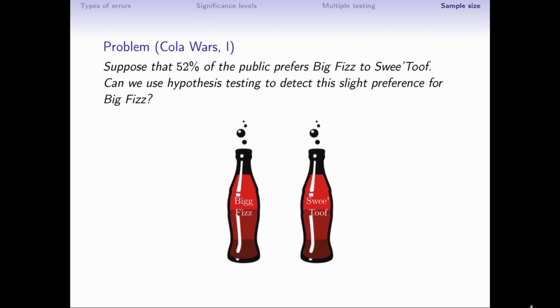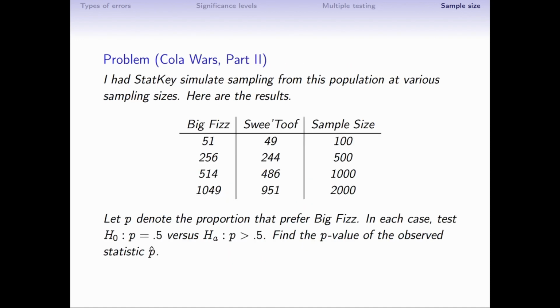The question is this: can we use hypothesis testing to detect this slight preference for Big Fizz? So here's what I did. I had StatKey simulate sampling from this population. So I'm having StatKey reach into a population in which 52% actually prefer Big Fizz over Sweet Tooth. And I did this for samples of size 100, 500, 1,000, and 2,000. So here's what I found.